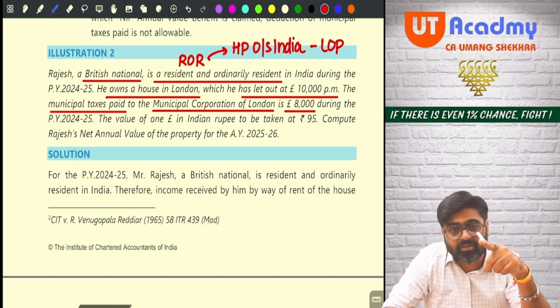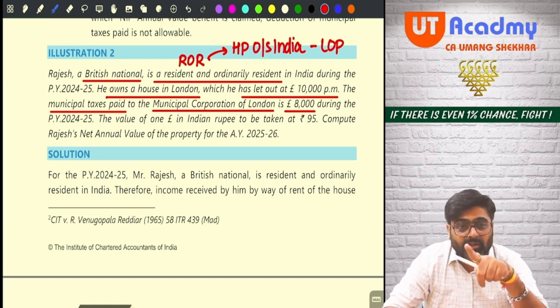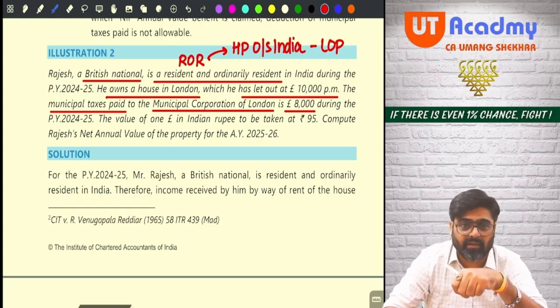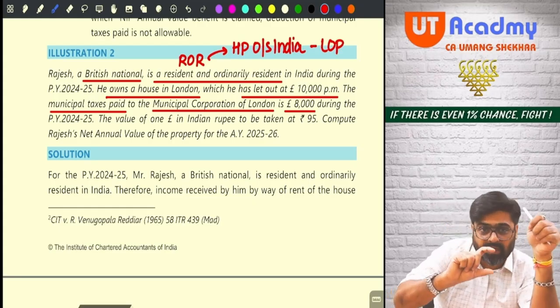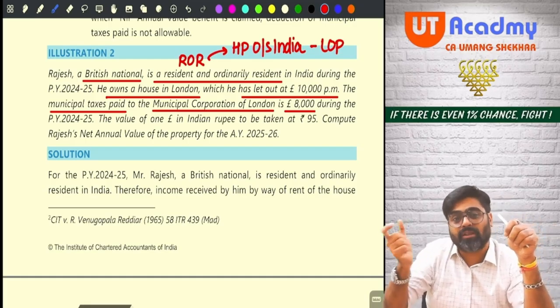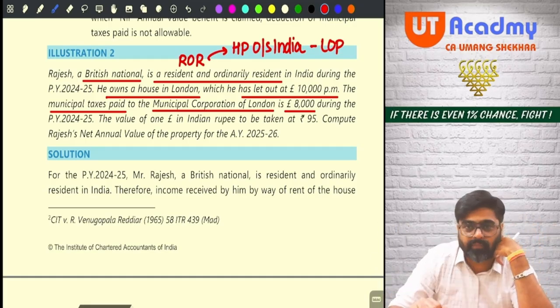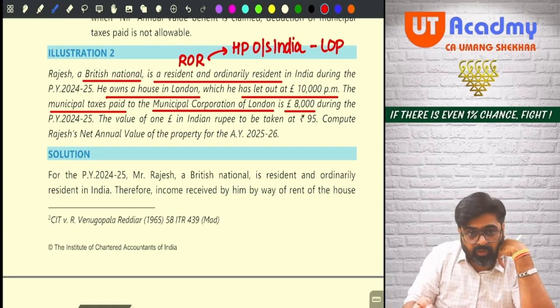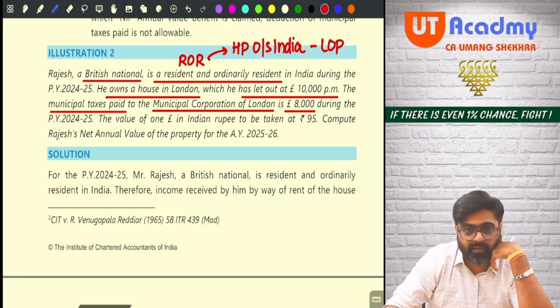So since your status is ROR in India, this foreign income will also be taxed in India. Now this foreign rental income will be taxable for you in India. So where will you classify this income? Under the head house property. Under the head house property, this rental income will be used to calculate the annual value of this property.